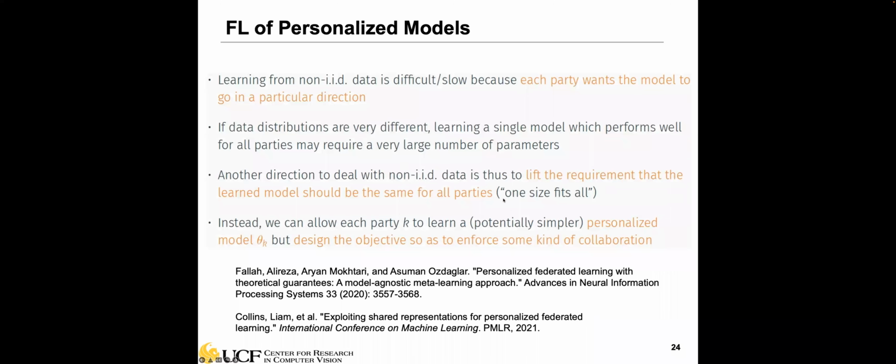So learning from non-IID data is difficult and slow because each party wants the model to go in a particular direction. Based on their local data, they have their own optimization objective or local optima. But if the data distributions are very different, learning a single model that performs well for all parties may require a very large number of parameters and a long training time. You have many federated learning training rounds.